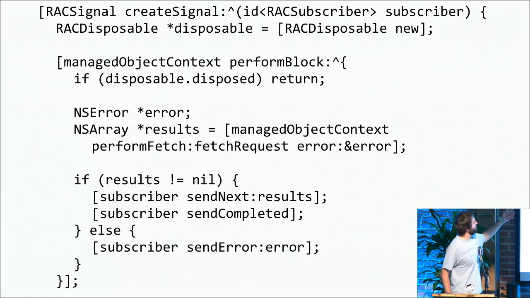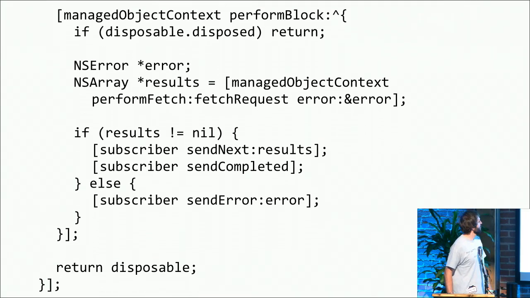If it hasn't, we move on, and we perform the fetch, which might take up time, but it's on a background queue thanks to the perform block. And then we check the results. Same template pattern there. Send next, send completed, and then send error. Finally, we return that disposal.